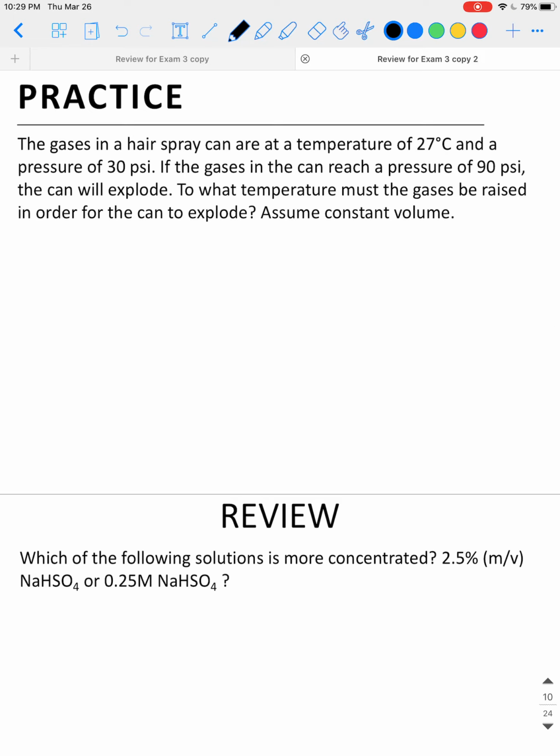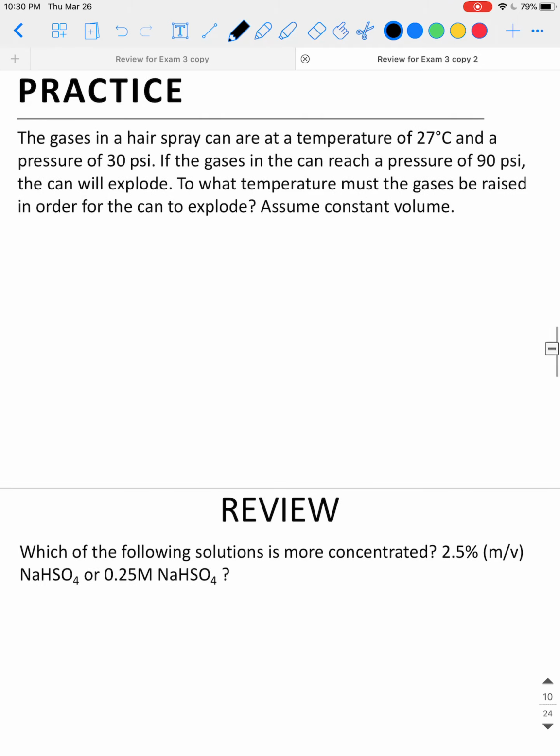Next problem says the gases in a hairspray can are at a temperature of 27 degrees Celsius and a pressure of 30 psi, pounds per square inch. If the gases in the can reach a pressure of 90 psi, the can will explode. To what temperature must the gas be raised in order for the can to explode? Assume constant volume. That's key there.